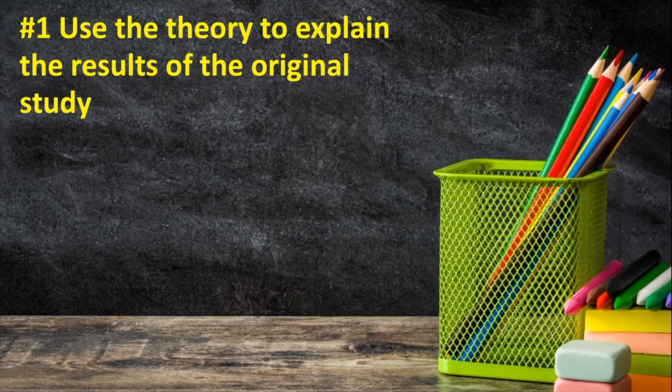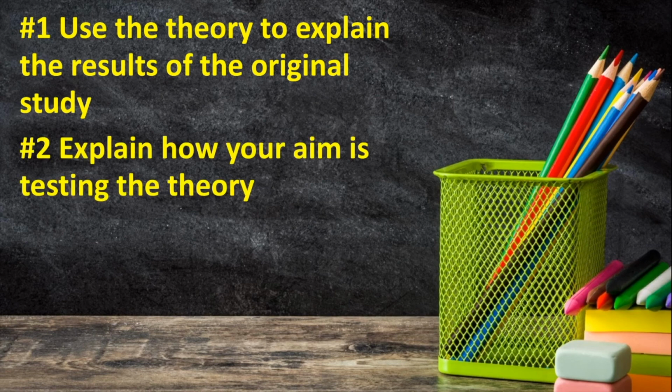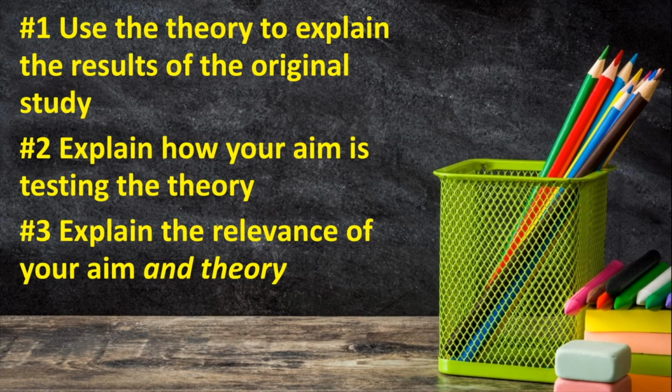Okay, so to recap, three ways you can link your study to the background theory or model is use the theory to explain the results of the original study, explain how your aim is testing the theory, and explain the relevance of not only the aim of your study, but also explain the relevance of the theory. Right? Okay, there we have it.